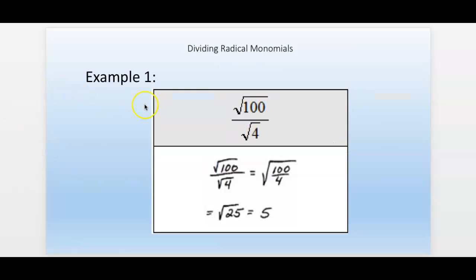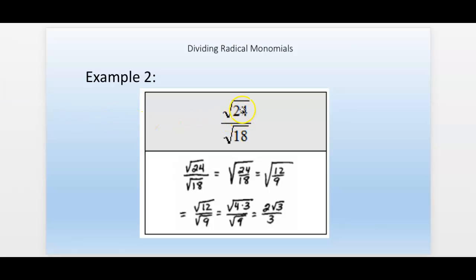Example 1. Guys, these are under two separate radicals, but here we put them under the same one and just say, well, 100 divided by 4, that's 25. The square root of 25 is 5. We could also keep it separate and say the square root of 100 is 10. The square root of 4 is 2. 10 divided by 2 is 5. Either way works.